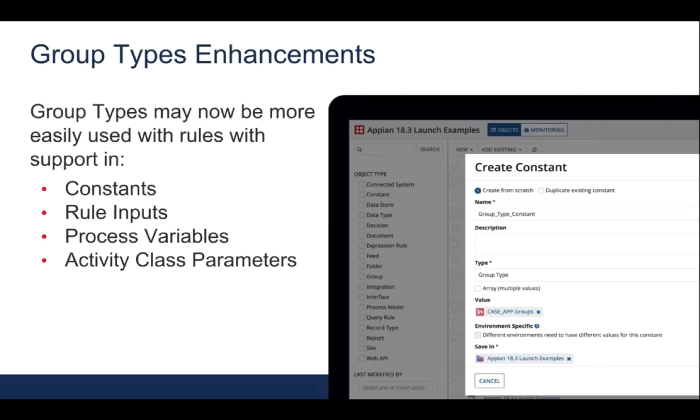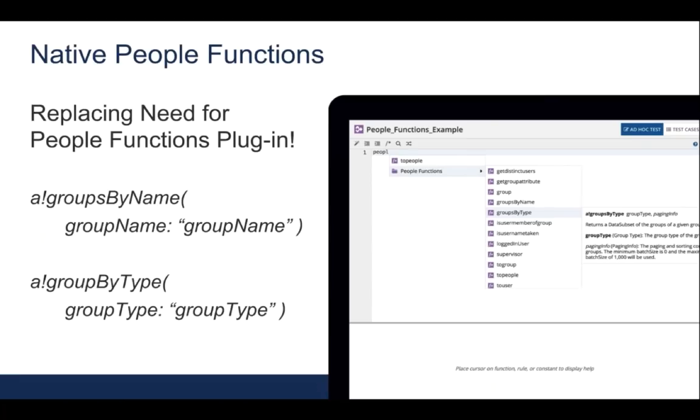We've also made group type enhancements, and group types may now be more easily applied in rules as they are supported as constants, rule inputs, process variables, and activity class parameters. So as I define in this example a constant, I can make that constant of group type, and now I can reference that group type in other areas to maybe drive dynamic business rules across the system. Of course, well, what is a function that takes in group type? Well, glad you asked. Let's talk about the native people functions now inside the Appian product.